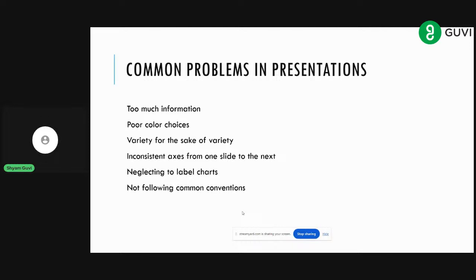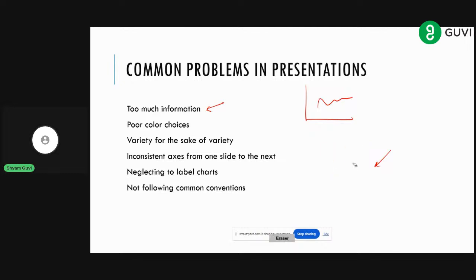Common problems: too much information, poor color choices. Obviously, too much information. Guys, you're writing a lot and you're not giving a lot of charts. Okay, poor color choices. If you are trying to say what makes people happy, what are the factors which make people happy, and you are using a red color for the entire charts. See, I'm using red color so that your attention comes here, but in certain scenarios, the objective of this problem statement is, what are the key factors which drive happiness of an individual, and you're using a lot of red colors in all these charts. It doesn't sync well.